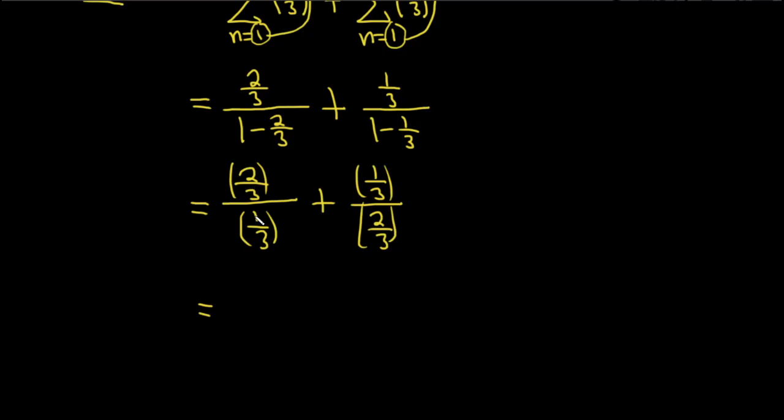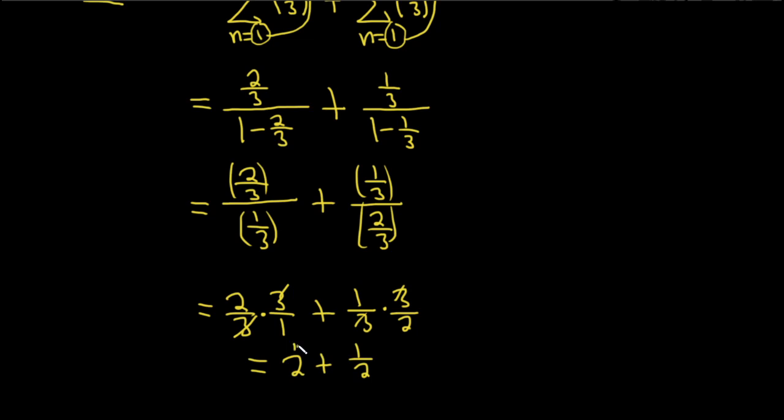So 2/3 divided by 1/3 is 2/3 times 3 over 1, plus, and then this is 1/3 divided by 2/3, so it's times the reciprocal, which is 3 over 2. Things cancel. This is 2 plus 1/2. If you think of 2 as 4/2, you can add these up, and so you will get 5 over 2. And that would be the sum of the series.